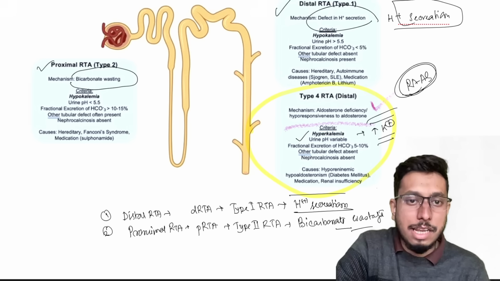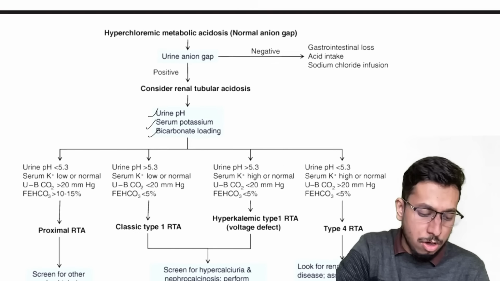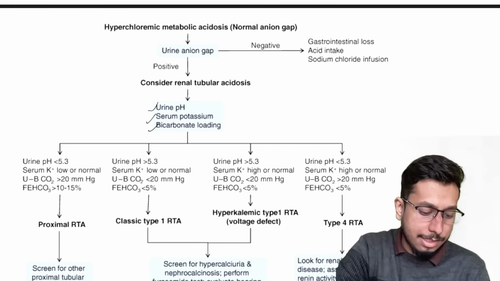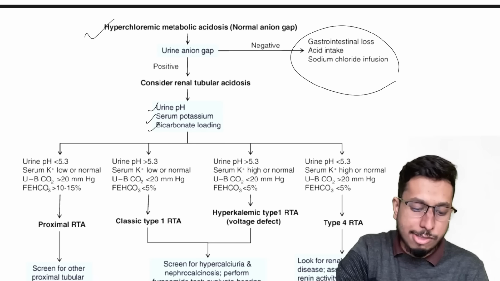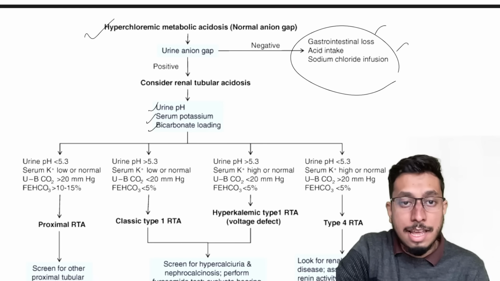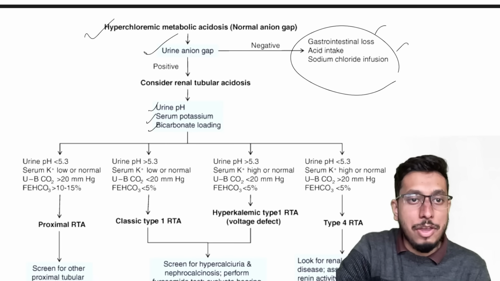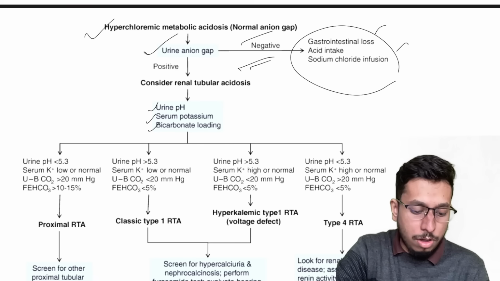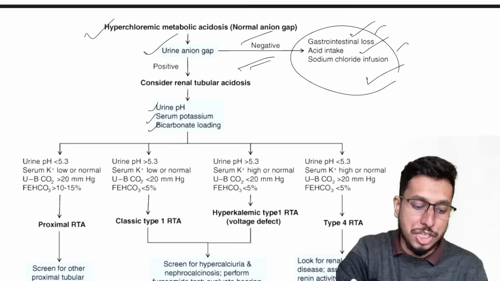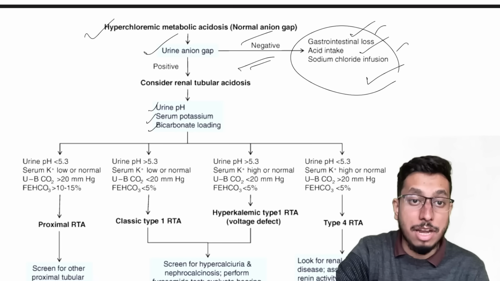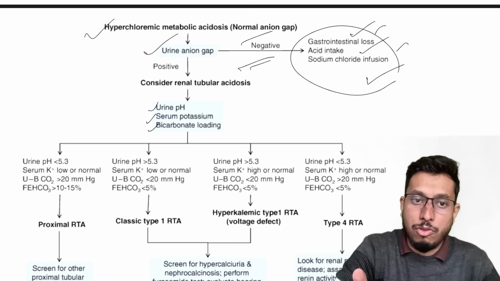Now we'll come into detail more again. So first of all, let's look at how to approach before moving into the MCQ. So first thing is that when there is normal anion gap metabolic acidosis, first just rule out the usual causes. Usual causes are GI losses or sodium chloride iatrogenic infusion. How do you know that? You check for urine anion gap. If urine anion gap is negative, this is most likely a case of GI loss or excessive acid intake or excessive sodium chloride infusion. If urine anion gap is positive, it is the case when you need to consider renal tubular acidosis.